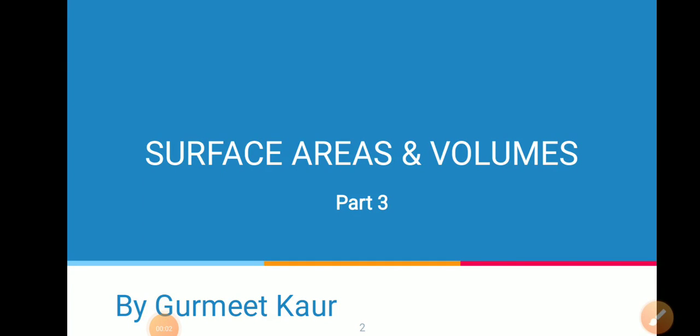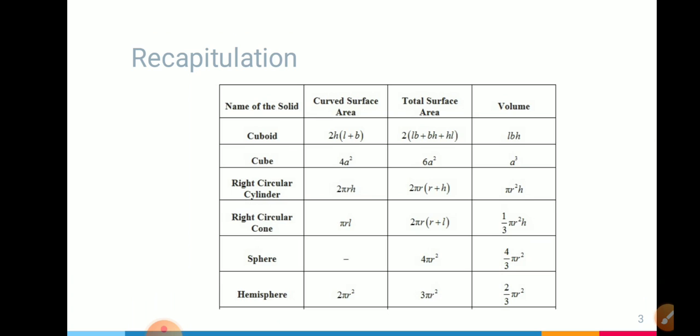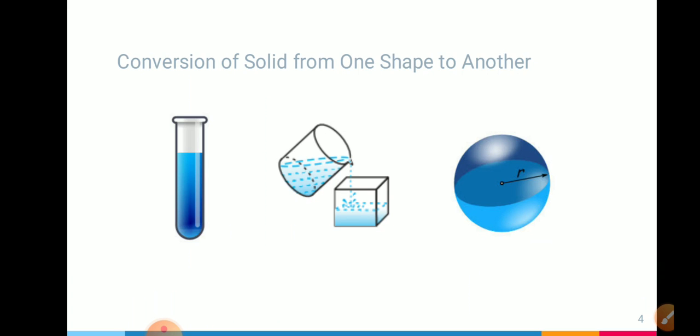Hello students, we move on to the final part of the surface areas and volumes. A quick recapitulation of the formulas of various solids: cuboid, cube, cylinder, circular cone, sphere and hemisphere. In today's session, we would understand how conversion of solid from one shape to another affects the various mathematical forms.